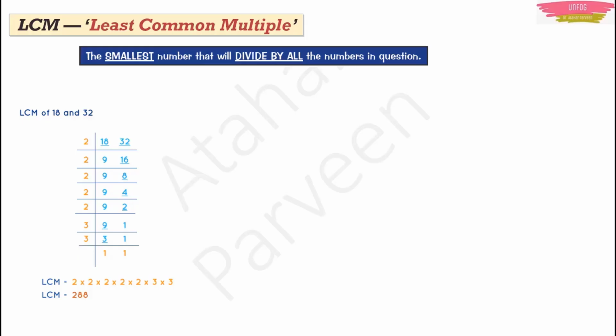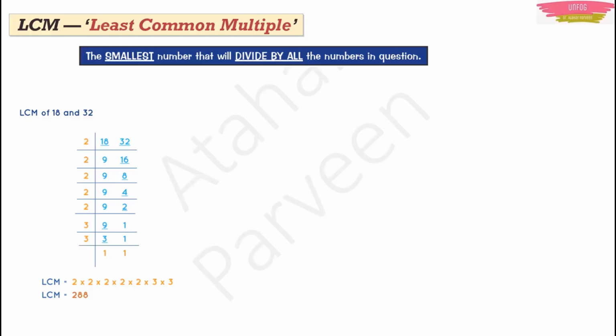After that, whatever are the divisors here, you multiply them. 2 into 3 into 3. So this will give you the least common multiple. Okay. This was for multiples, right?